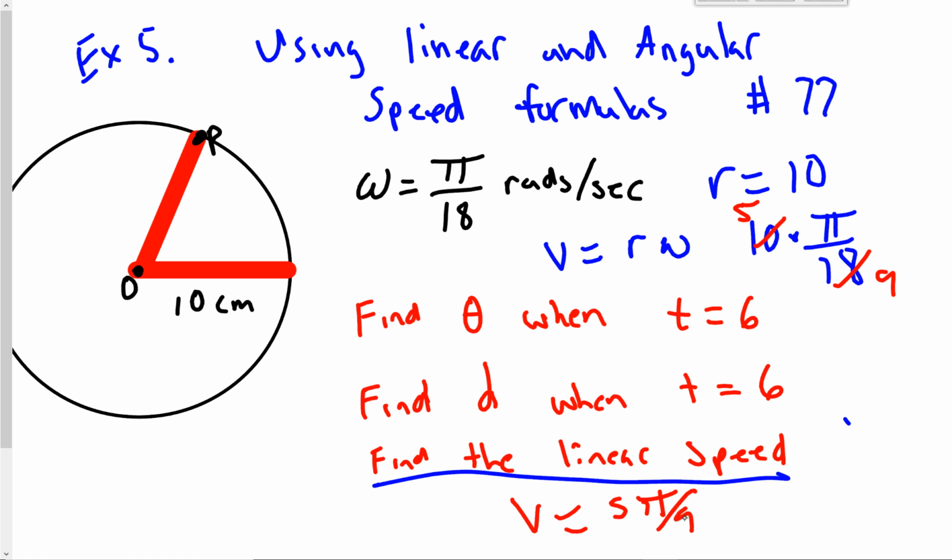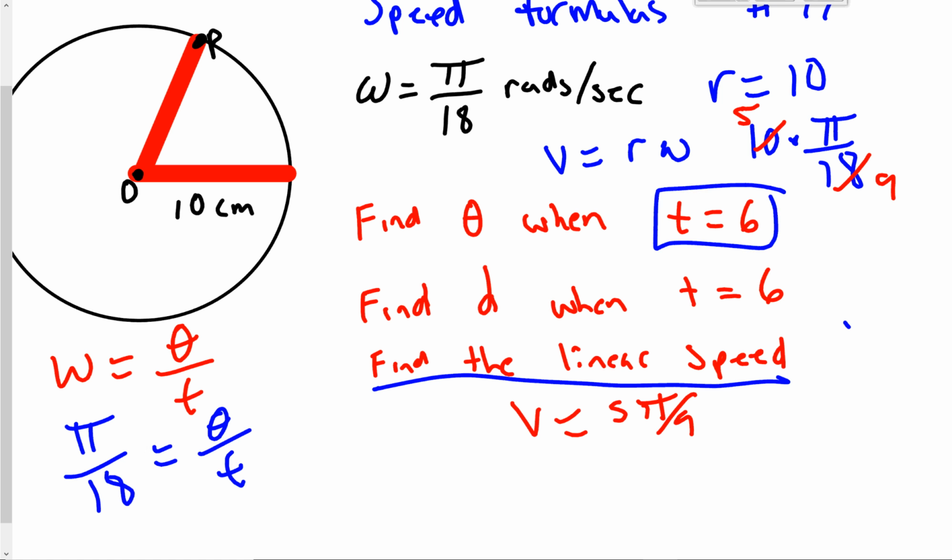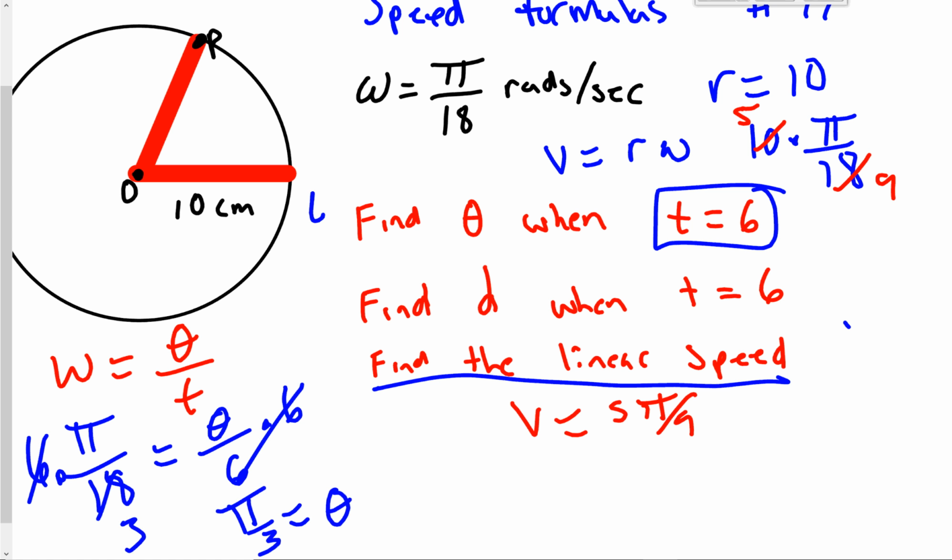And then we could use that to go backwards and find theta when time equals 6. We can use this same formula. We know that our angular speed is theta over time, and we know our angular speed is pi over 18. So pi over 18 would equal theta over time. Now I can enter in a time of 6 and multiply both sides by 6. This would just cancel out to a 3, so theta equals pi thirds. So our theta is equal to pi thirds.